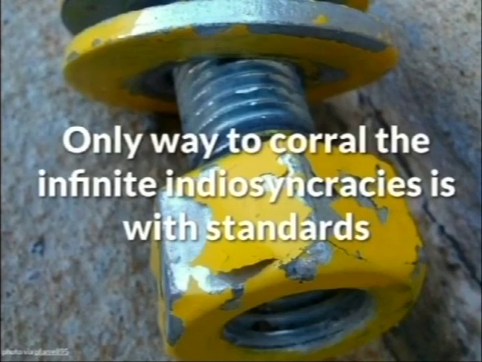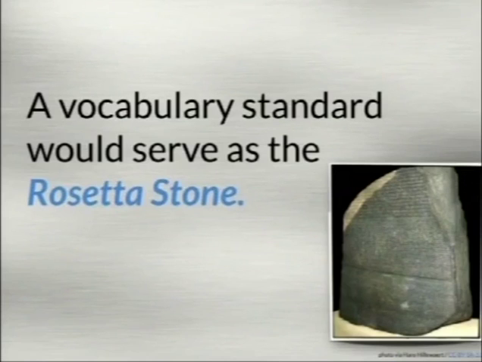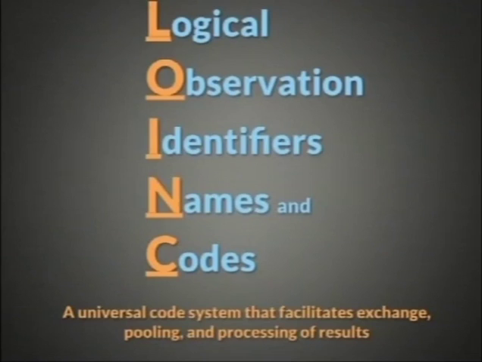Just like you need standards for the threads of a bolt and a nut to make them fit together, we need data exchange standards to help information fit together from one system into another. Part of that solution is the messaging standards, and another part is vocabulary standards that can serve as a Rosetta Stone across the different local variations and dialects that might exist. It was out of all that experience that LOINC was born, to solve that problem of needing a universal code standard for data exchange and processing of test results.